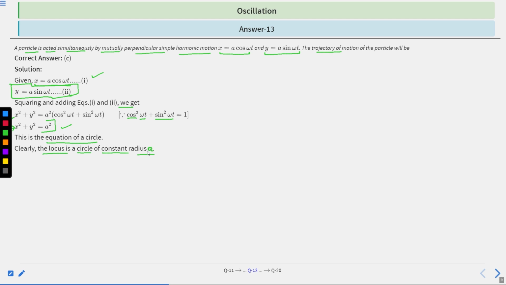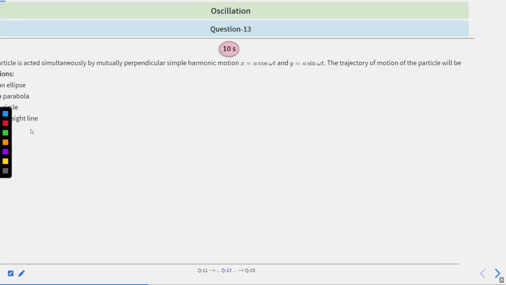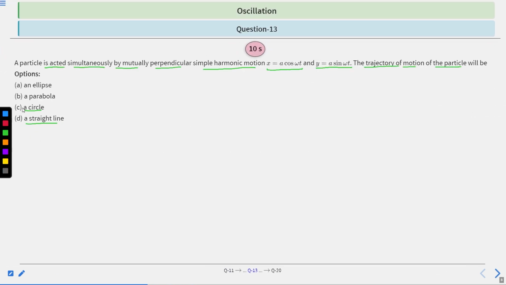So C is the correct answer. C is the correct answer, a circle. Clear?